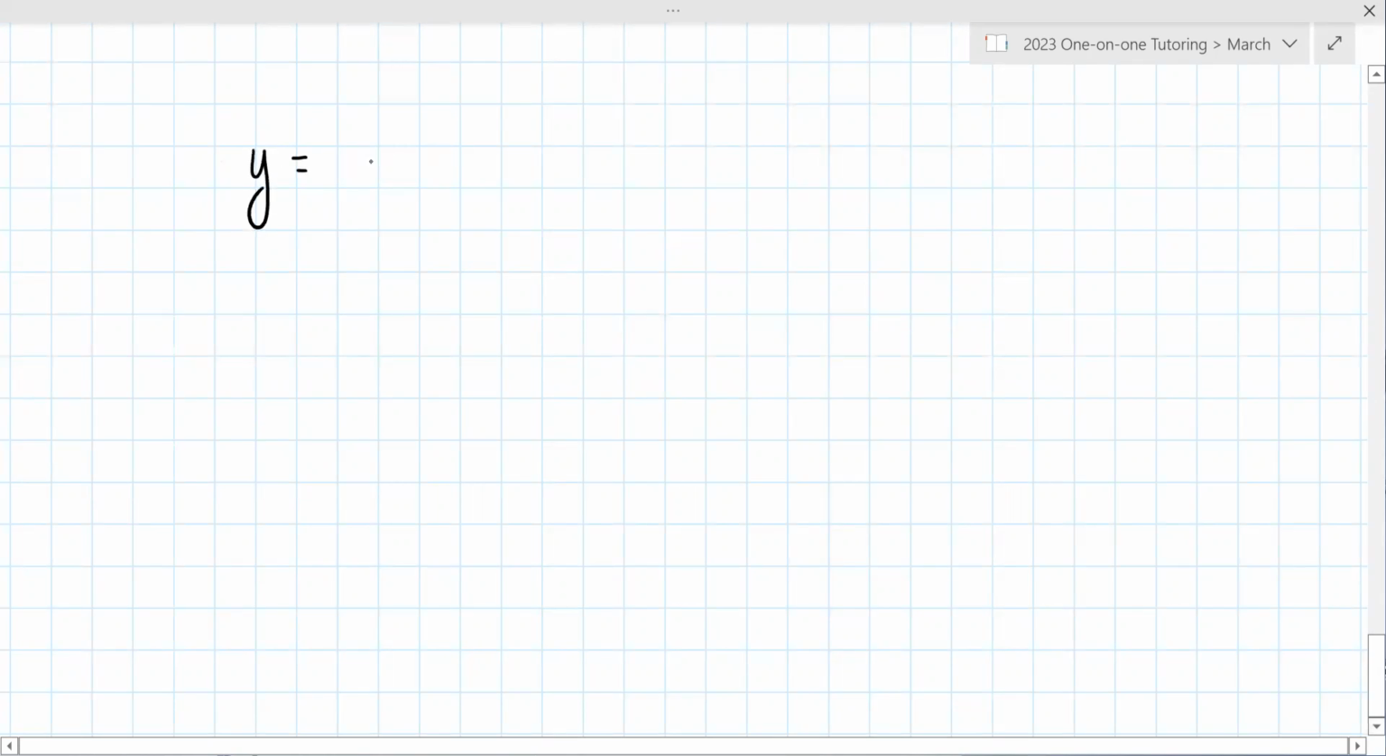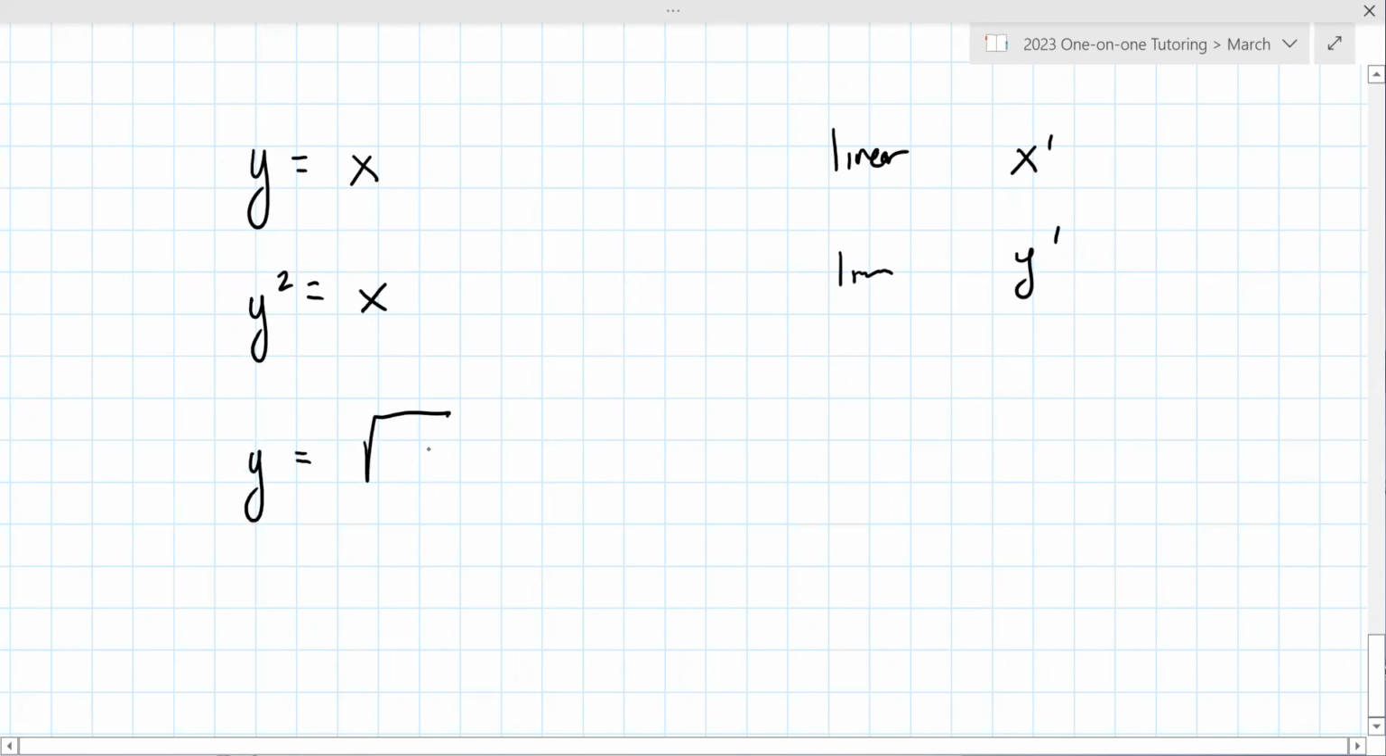Y equals X. Is that linear or nonlinear? That is linear. It's in a straight line. If it's X to the power of 1, it's good. But what if it's Y squared equals X? Is that linear? Nope. So that's the same issue. It's gotta be Y to the power of 1 as well. Now, this one's sort of, I don't know if you've covered this, but the square root of X squared, is that linear?